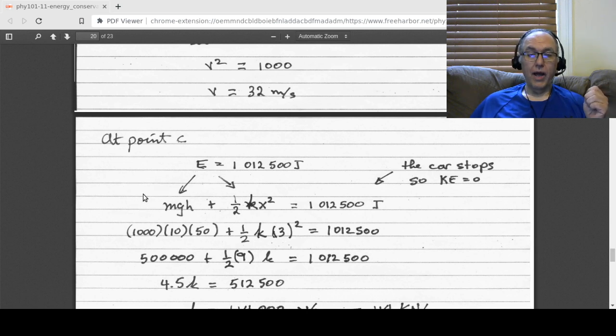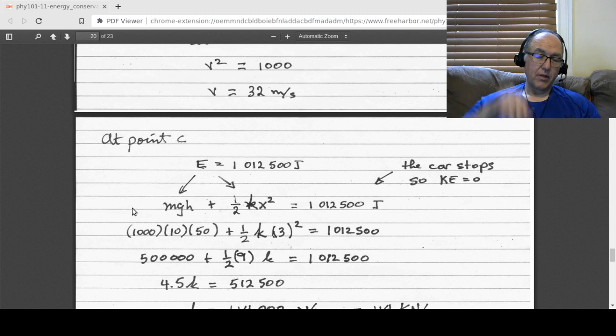It's 0. Why? What does the spring do? The spring compresses and brings the car to a halt. If the car is at a halt, the velocity is 0. If the velocity is 0, the kinetic energy is 0. Okay, so there's no kinetic energy. What about potential energy? There's 2.